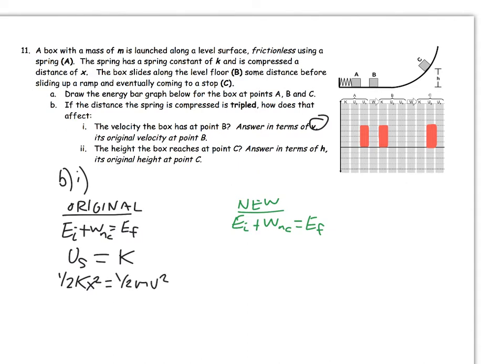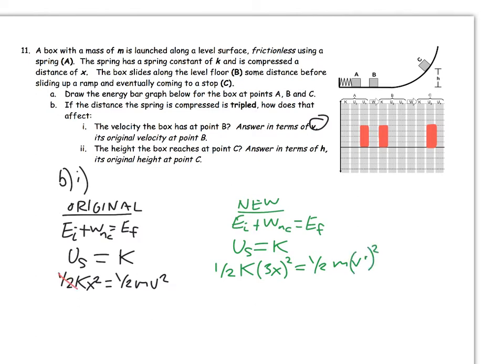So that's our original situation. In our new situation, we're going to triple that distance compressed. So it's still going to be spring potential energy becoming kinetic, but now we're going to say 1/2 k times 3x, that entire quantity squared, equals 1/2 m, and I'm going to say v prime now squared.